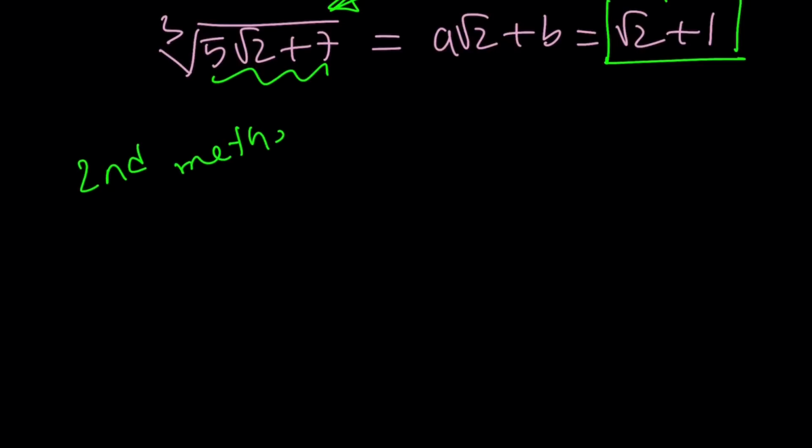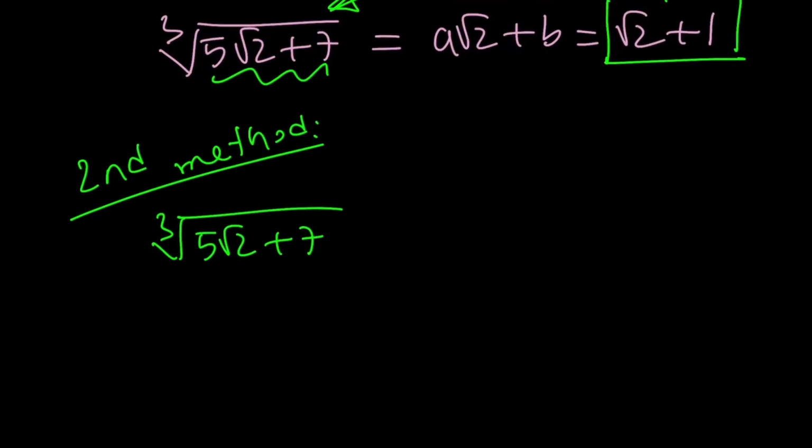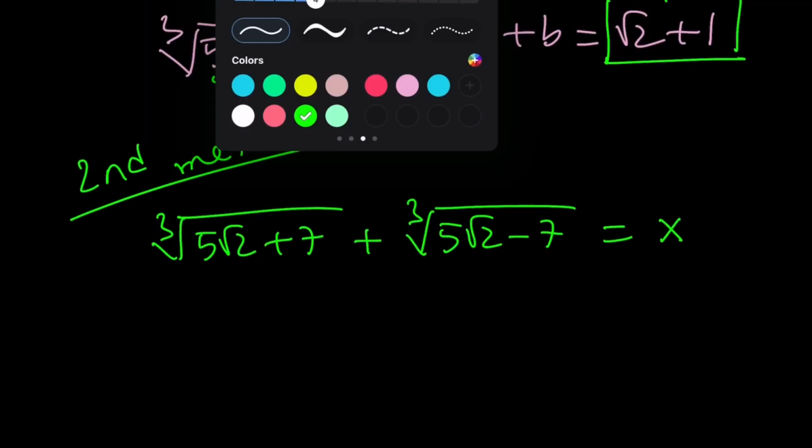Second method is not necessarily more elegant or shorter. It's just different, in my opinion. But I'm going to try to shorten it for you because I don't want to make this video way too long. People complain about it, and I also complain about it to myself. Anyways, so let's go ahead and consider, instead of evaluating one of these, because they come in conjugate pairs, let's evaluate the sum. Let's call this x.